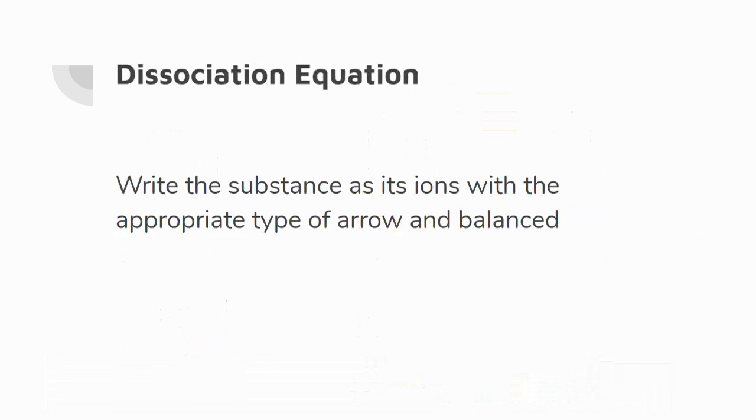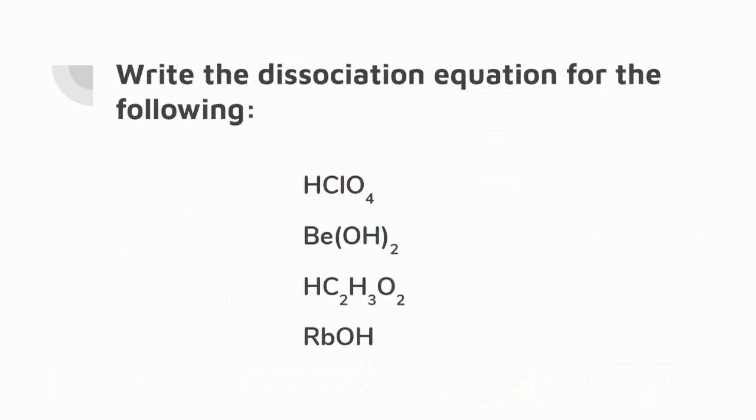So a dissociation equation. A dissociation equation is almost exactly like what we were doing when we went through the net ionic equations. We just take the substance and we write it as its ions. We balance it and we make sure we use the correct type of arrow. If it's strong, we use a one-way arrow. If it's weak, we use a two-directional arrow. So let's do a couple of those.